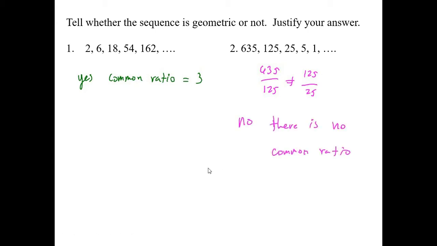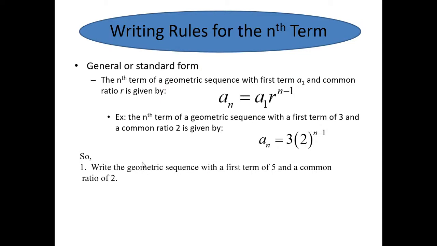So it's not geometric. All right, let's take a look at the rules for writing the nth term of a geometric sequence. If we're given the first term and the ratio, then we can find the nth term using this formula: a sub n is equal to a sub 1 times r to the n minus 1 power. Now don't make the mistake of multiplying a1 times r and then raising to the n minus 1. It's r by itself to the n minus 1 power, and then multiply that by a1.